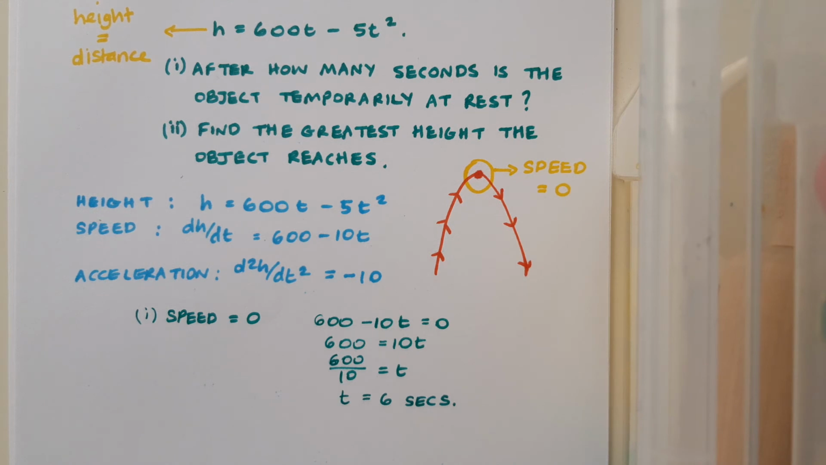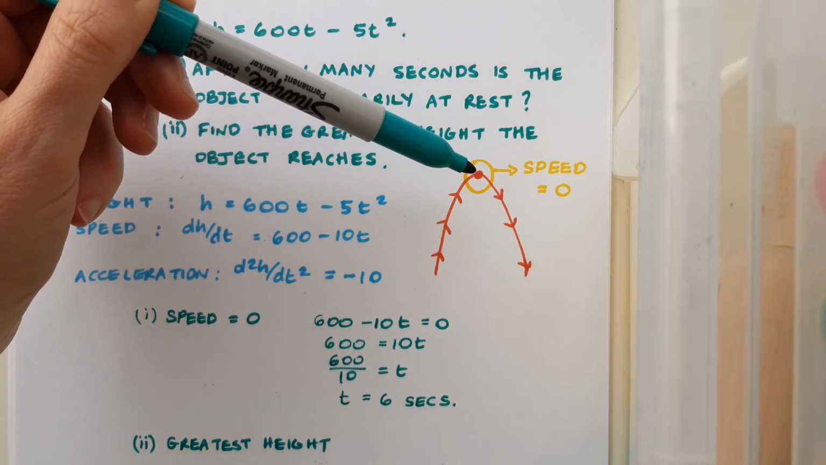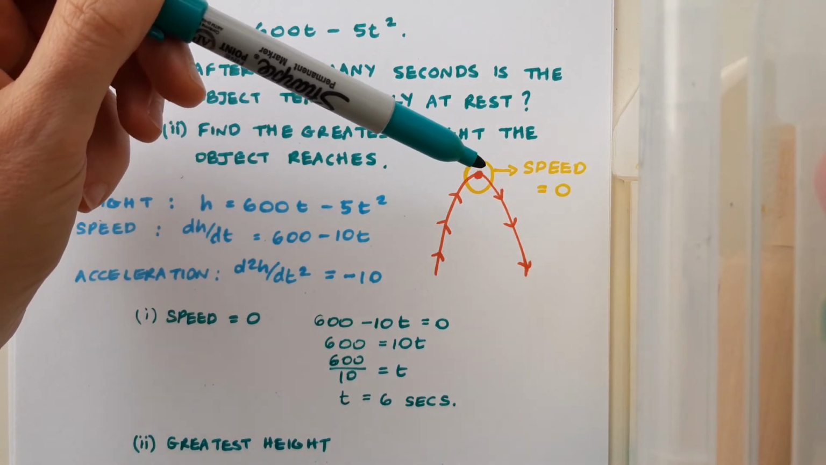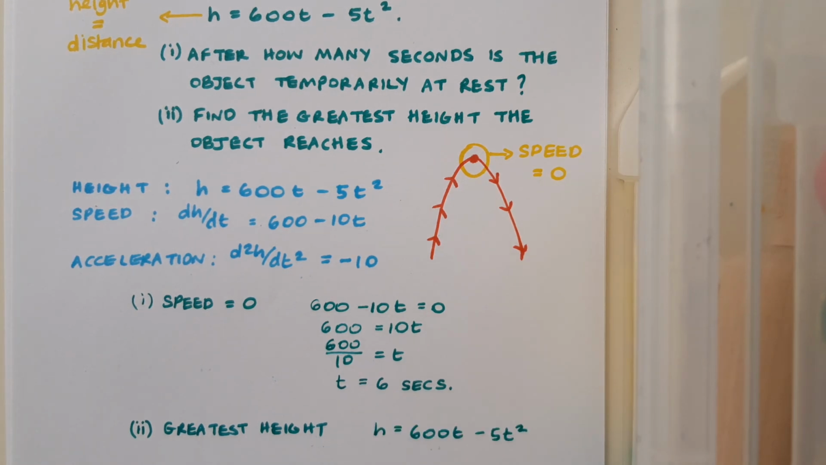The second part of the question then asks us to find the greatest height the object reaches. So if you look at our sketch of the trajectory of our object, you can see that this point at which it pauses, at which its speed is 0, is the top of its trajectory. That's its greatest height. And I now know from part 1 that that occurs at 6 seconds. So to find the greatest height, I can simply use my height formula and put 6 seconds into it for t. So there's my height formula.